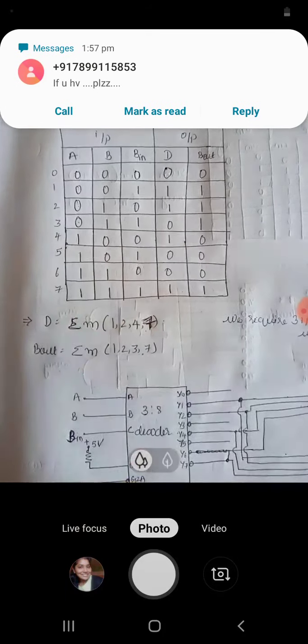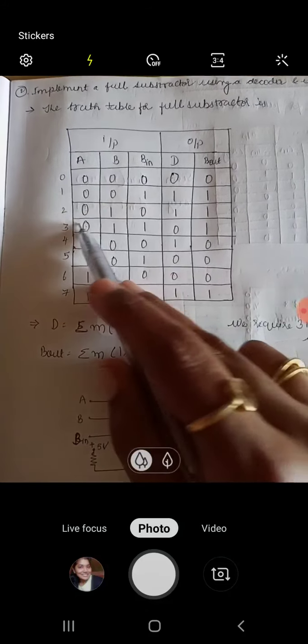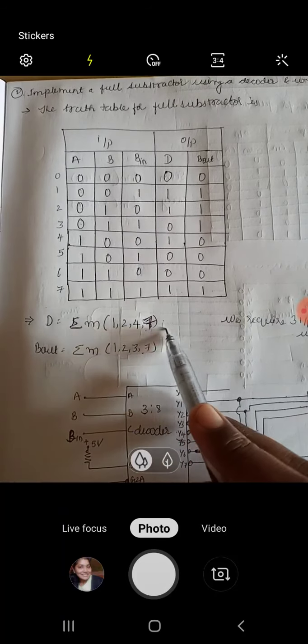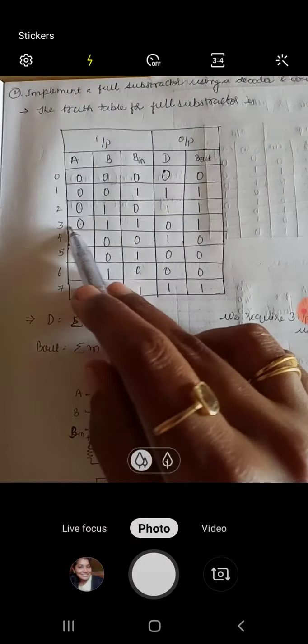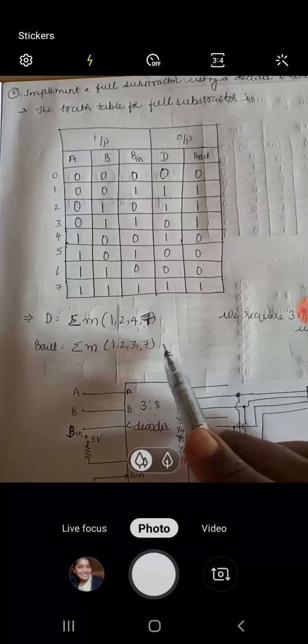If you look into this, that is D. Difference is equal to summation M of 1, 2, 4 and 7. And the borrow is nothing but summation M of 1, 2, 3 and 7.